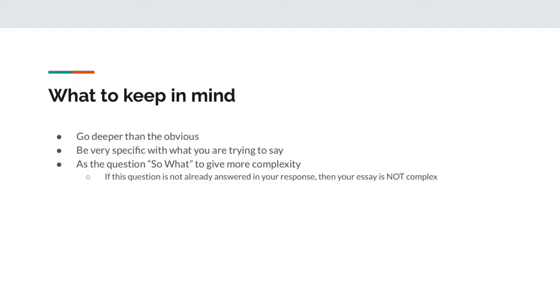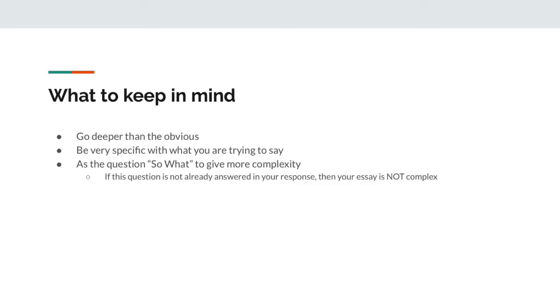What to keep in mind when you are writing these kinds of claims is that you need to go deeper than the obvious. This is like what I said earlier about the WYSIWYG. You need to see, find what you're looking for, and then go deeper than that. And also you have to be very specific with what you're trying to say. Your reader doesn't always know the topic that you're talking about, so you need to be very specific and explain everything that you're trying to convey.